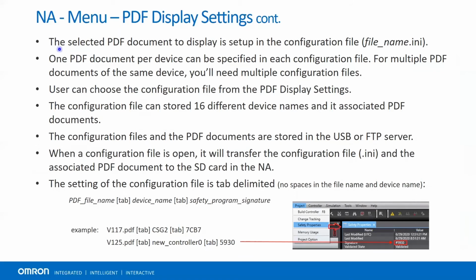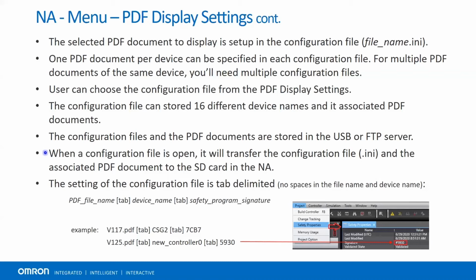The PDF display setting continued. The selected PDF document to display is set up in the configuration file, filename.ini. One PDF document per device can be specified in each configuration file. For multiple PDF documents of the same device, you need multiple configuration files. The user can choose the configuration file from the PDF display setting. The configuration file can store 16 different device names and their associated PDF documents. The configuration file and the PDF documents are stored in the USB or FTP server.